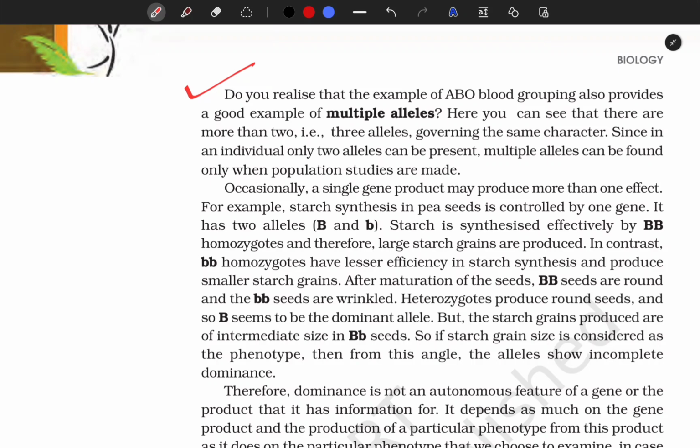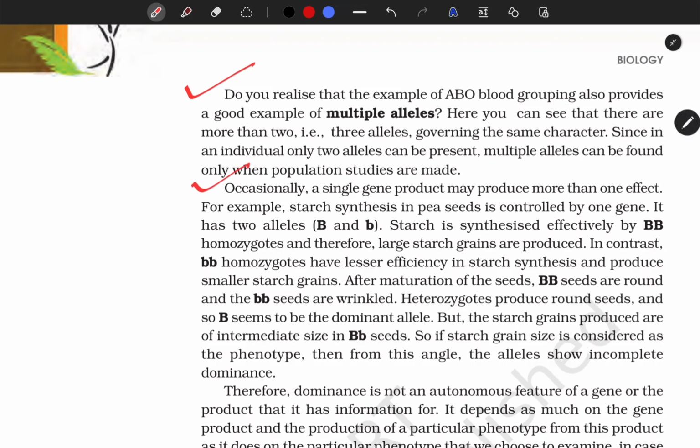Here you can see that there are more than 2, that is 3 alleles governing the same character. Since in an individual only 2 alleles can be present, multiple alleles can be found only when population studies are made. Occasionally, a single gene product may produce more than one effect.